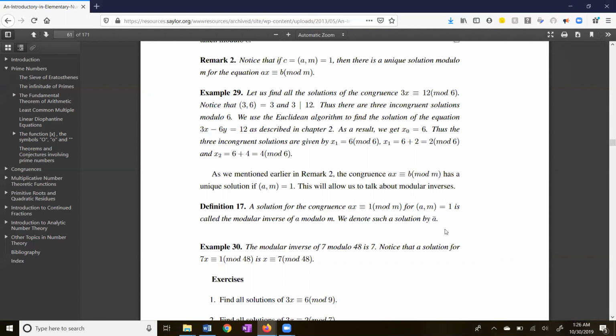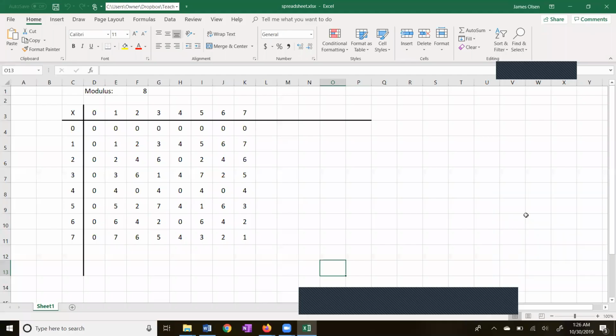Now I'd like to go back and look at our multiplication table. This is our multiplication table from last week, mod 8. For example, 5 times 3 is 7. Now, in the rows where we have all the numbers represented, row 1, row 3, row 5, and row 7, 1, 3, 5, and 7 are in the reduced residue system, which means they're relatively prime. There is going to be a solution in those cases.